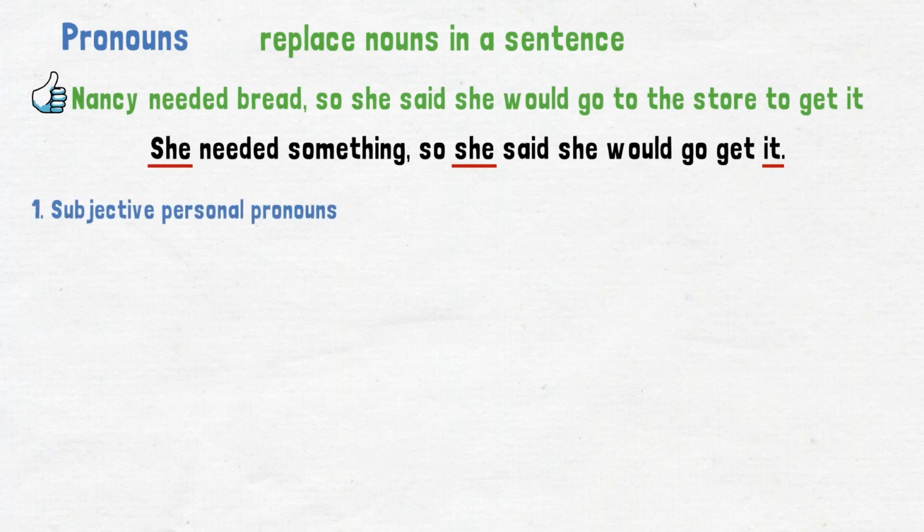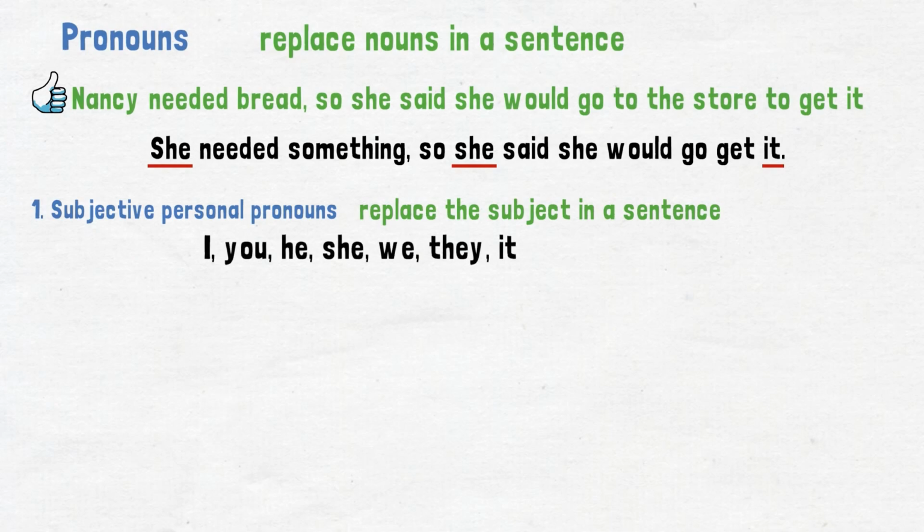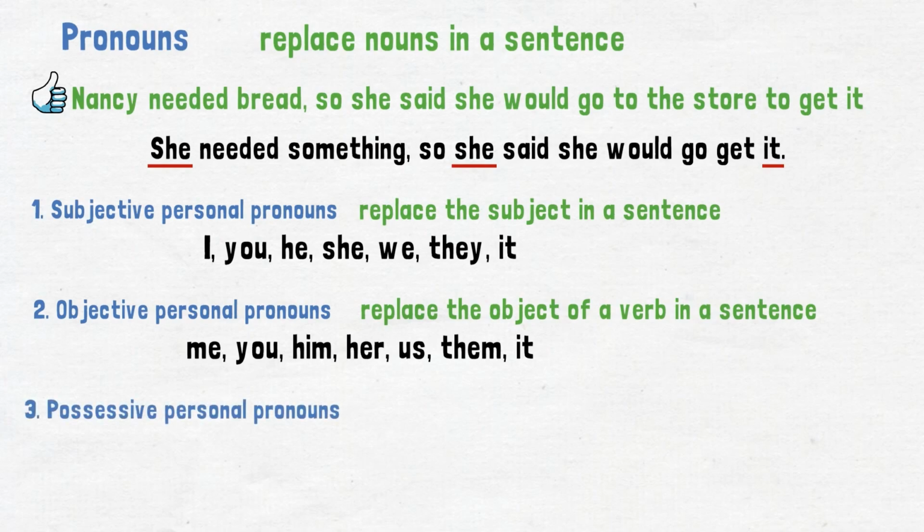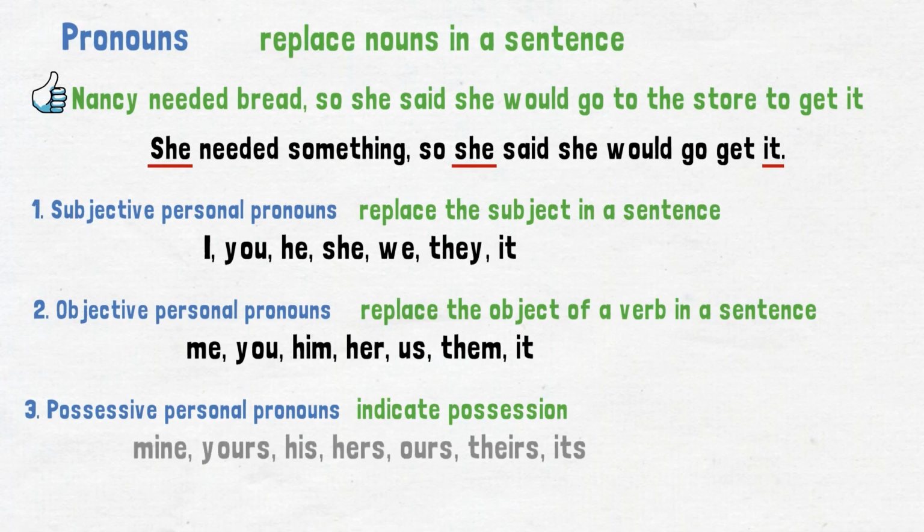Subjective personal pronouns are used to replace the subject in a sentence. They are I, you, he, she, we, they, and it. Objective personal pronouns replace the object of a verb in a sentence. They are me, you, him, her, us, them, and it. Possessive personal pronouns indicate possession. They are mine, yours, his, hers, ours, theirs, and its.